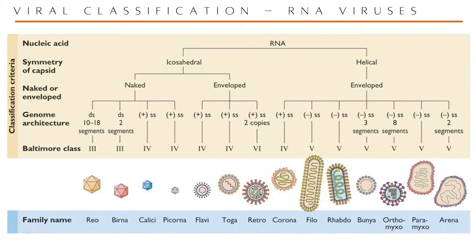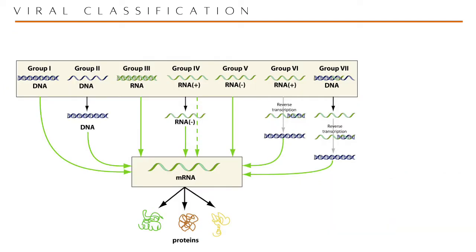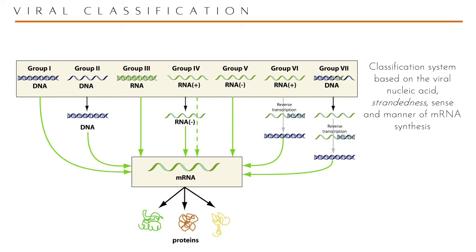One way to classify all these viruses and make it an advantage for you is using a classification system based on the viral nucleic acid, the strandedness, the sense, and the manner of mRNA synthesis. Remember, the goal of the virus is to replicate. Okay? It wants to make more of itself to infect the host. All right? You want to make more viral particles to infect more cells. All right?